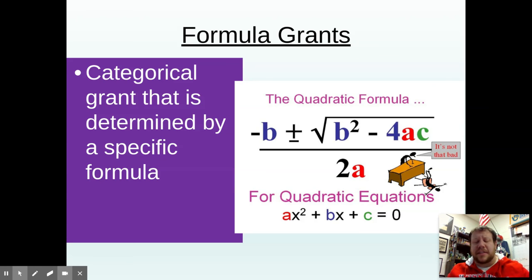Please have a basic understanding, guys, of grants and mandates. We're going to be utilizing this stuff when we talk about federalism in class.